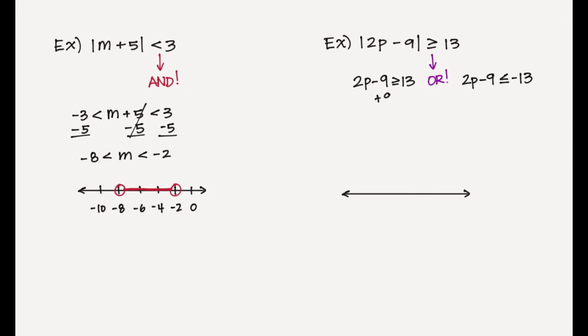So now to solve, let's go ahead and add 9 to both sides. We're left with 2p is greater than or equal to 22. I can divide both sides by 2, and I find that p is greater than or equal to 11.